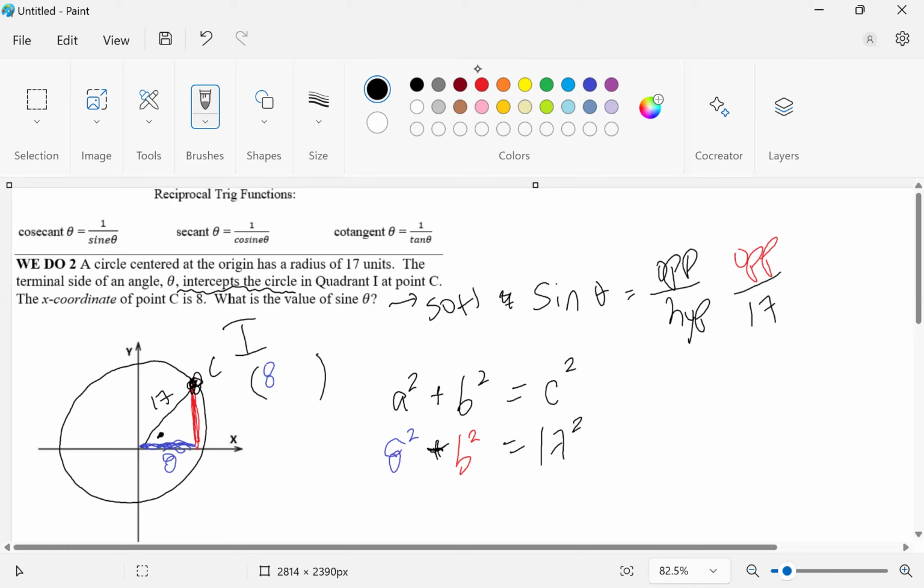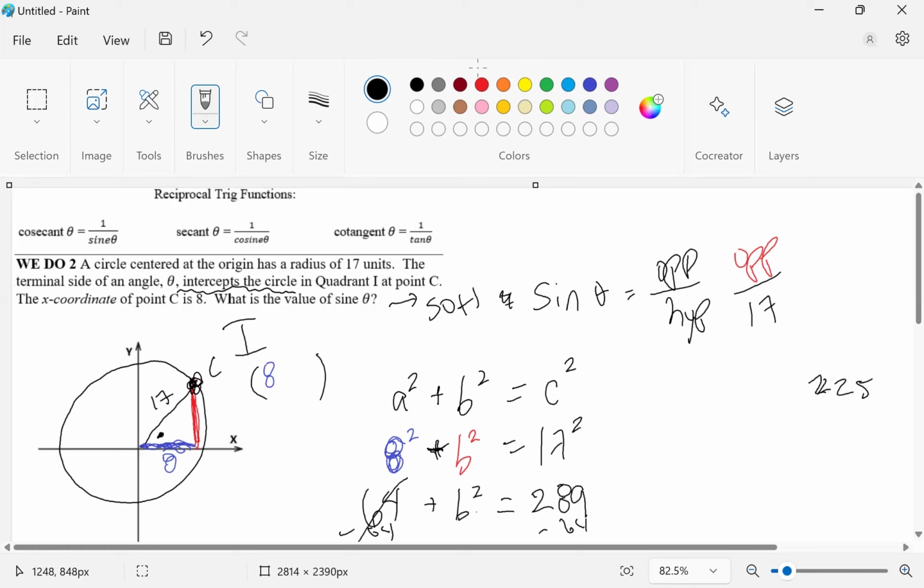Now we need to evaluate the exponents. So 8 to the second power is 64. So 64 plus b squared equals 17 to the second power, which is 289. Now from there we can solve for b. We need to subtract 64 from both sides, and then we'll know b squared, and we'll be on our way. So 289 minus 64 equals 225.